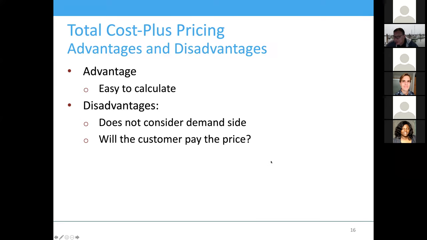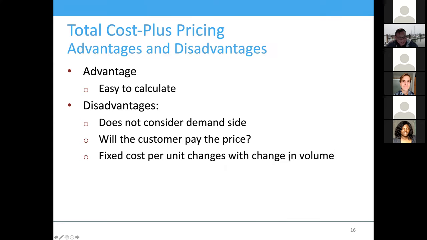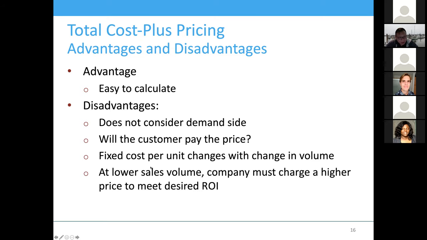Fair question to ask: will the customer pay the price? Fixed cost per unit changes with the change in volume, right? If your volume decreases, the fixed cost per unit will increase, right? All of a sudden your cost will increase, and then your selling price will increase, right? So do you think your customer will be happy? Often it's because your customer is already not happy, therefore you have a decrease in the volume of sales, right? So at a lower sales volume, the company must charge a higher price to meet a desired ROI, right?